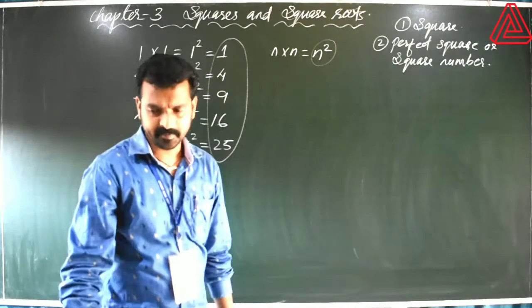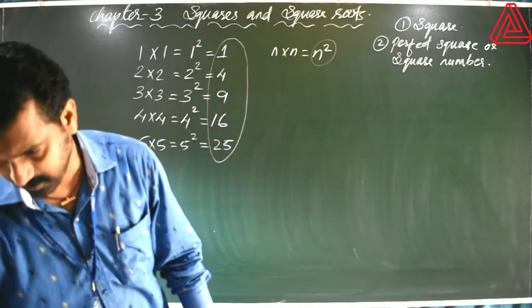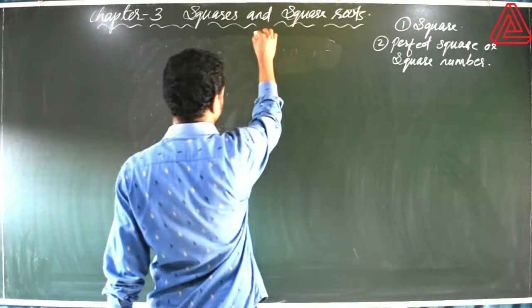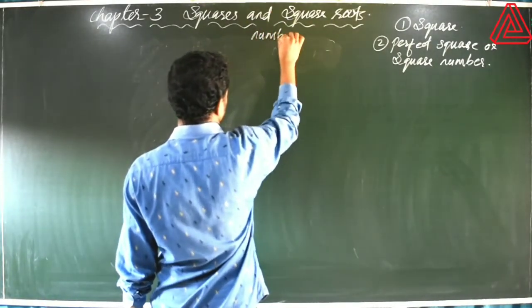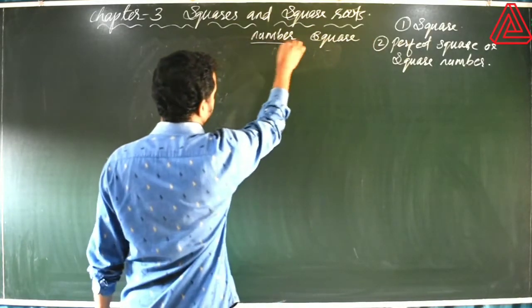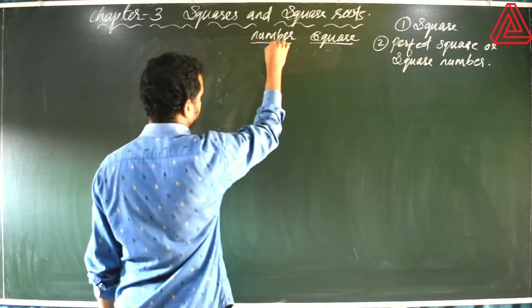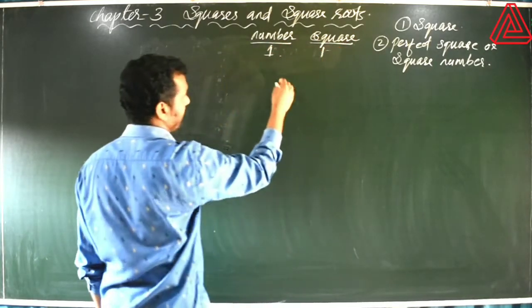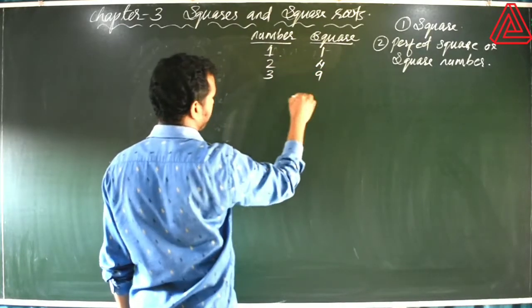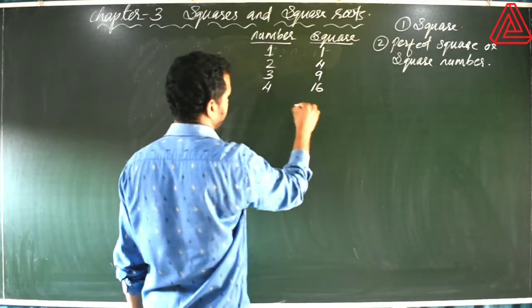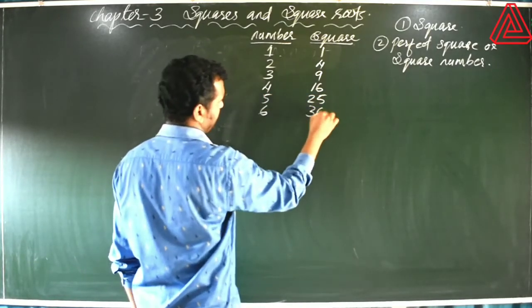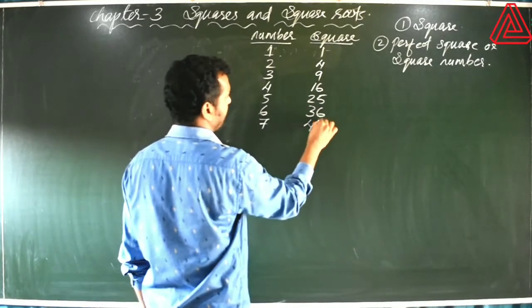Okay, let's study the list of squares of natural numbers from 1 to 20. Number and its square. Number 1, what is the square of 1? 1 square, that is 1. 2, 2 twos are 4. 3, 3 threes are 9. 4, 4 fours are 16. 5, 5 fives are 25. 6, 6 sixes are 36. 7, 7 sevens are 49.